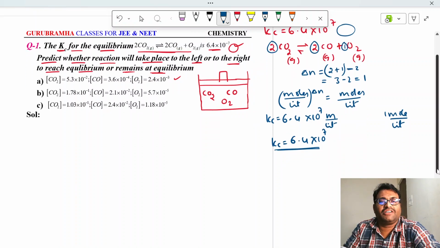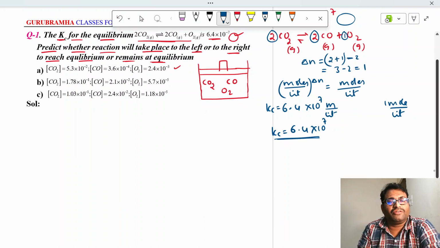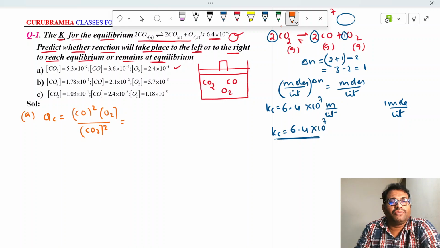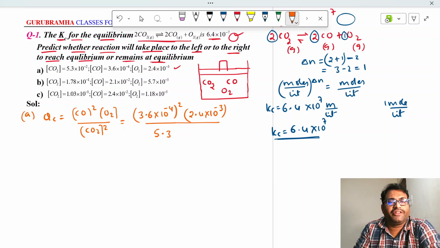Next, let us proceed with this problem. Let me write Qc for A. Qc is equal to the product concentrations, CO power 2 into O2, by CO2 concentration power 2. So what is given? Carbon monoxide concentration is 3.6 into 10 power minus 4 squared, into O2 concentration 2.4 into 10 power minus 3, by CO2 concentration 5.3 into 10 power minus 2 squared. Solving this, what do you get? 1.11 into 10 power minus 7.